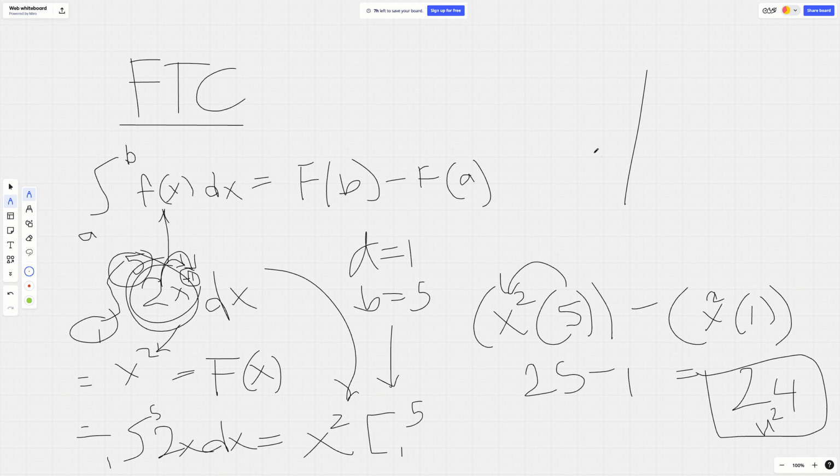So if I were to graph this, we see 2x, I believe, looks something similar to this on the Cartesian plane.